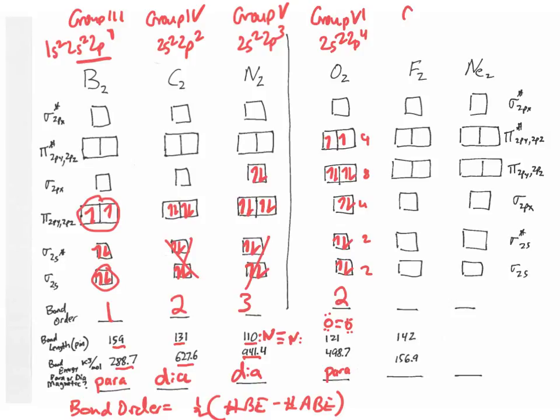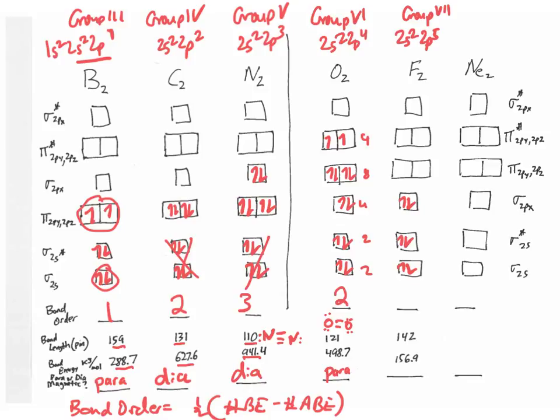F2, fluorine is a halogen. It's group 7. Means you got 7 valence electrons, 2s2, 2p5. And so now we've got 7 times 2 is 14 electrons to put into our energy diagram. The first 2 go into the sigma 2s, 3, 4 in the sigma star 2s, 5, 6 into the sigma 2px.